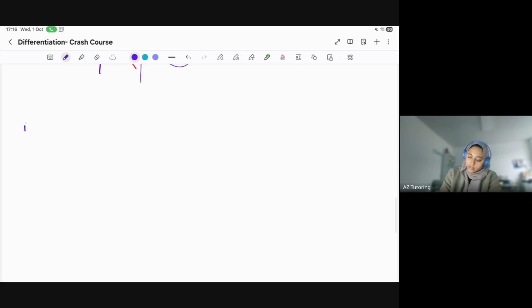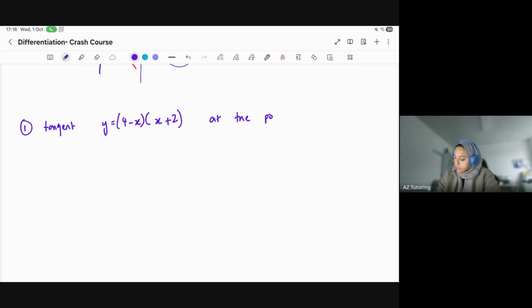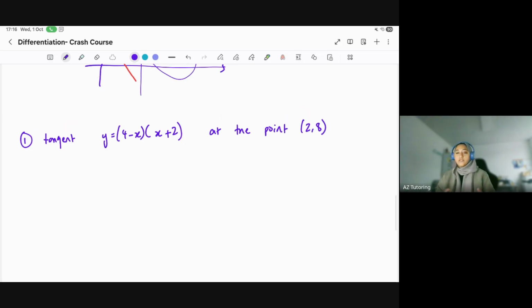So the question says, I'm not going to write the full question, but find the tangent of the curve y equals 4 minus x times x plus 2 at the point 2, 8. Okay, so find the tangent of this curve at the point 2, 8.